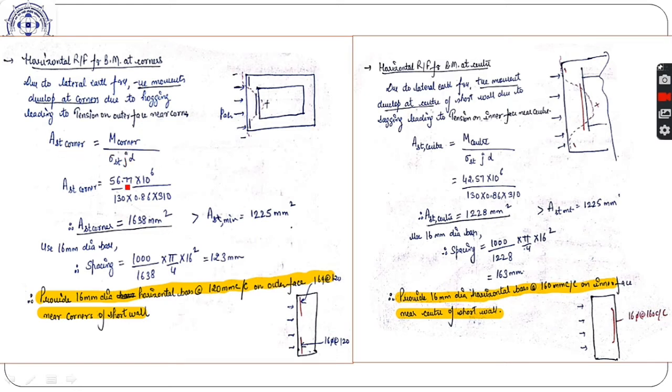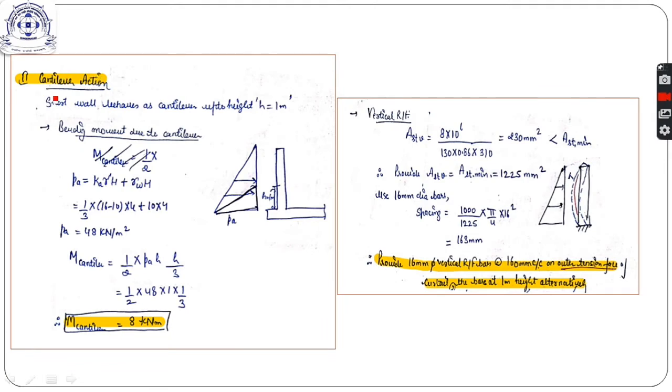So the AST at corner is coming out to be 16 mm diameter bars at 120 mm center to center, provided near the corners of the short wall on the outer face. And at the center, due to the moment at the center of the short wall, we get the reinforcement as 16 dia at 160, which is provided on the inner face due to positive bending moment on the inner face of the short wall. So I hope it is clear to you.